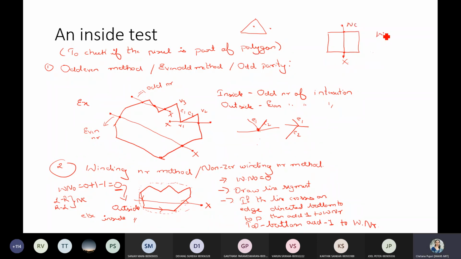We know that the initial value of our winding number is 0. It will remain 0 only. And when it is 0, we have already mentioned that it is outside your polygon. If the questioning point is inside, then, yes, here.